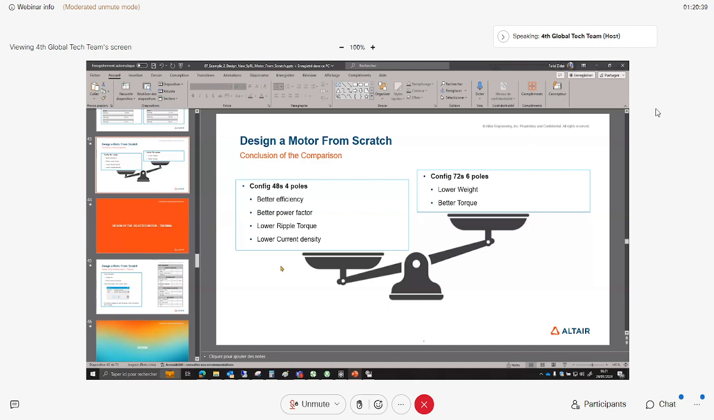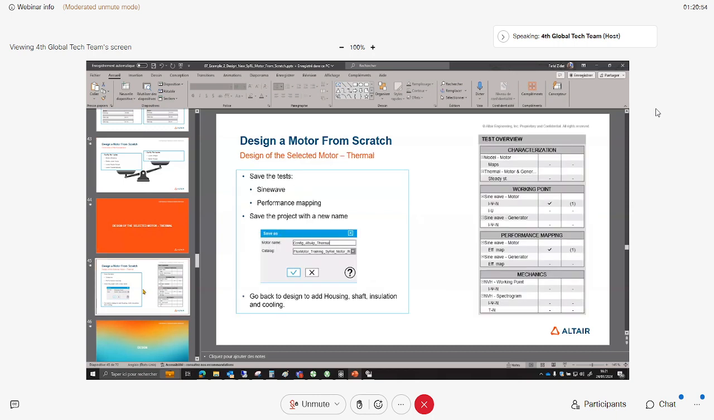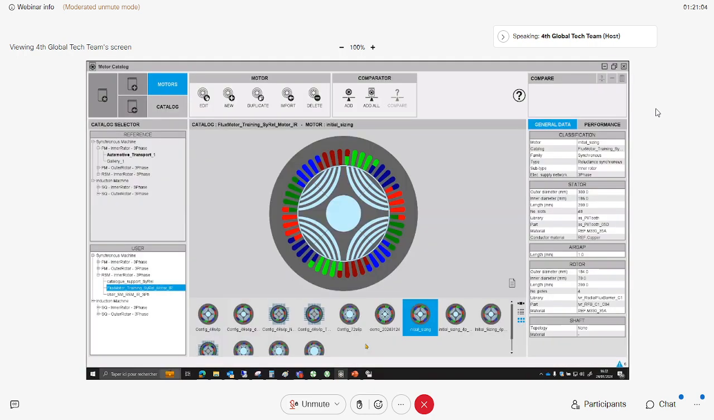Remember that in the specification, there is no indication if we are going to use water cooling or forced air cooling or something like this. So it's up to us to choose the right one. So this machine, I will just save it as here and make a duplicate. To duplicate a machine, once you save it, you have to select it here and make duplicate in order to make a thermal computation on it.